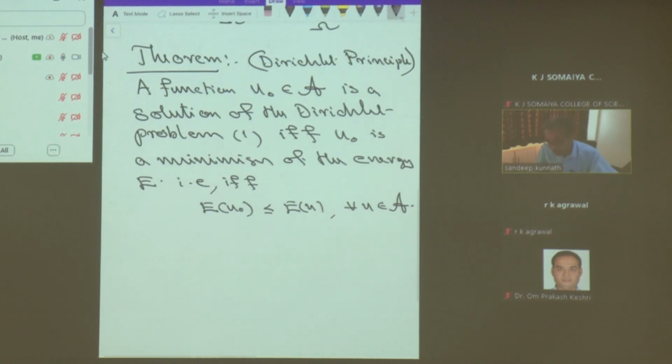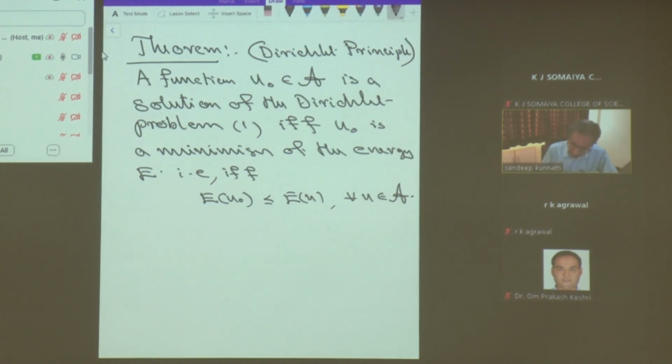It's also connected with the least action principle, which tells you that a system tries to minimize the energy and so on. I'm not bothered about any of those physical aspects. I'm just looking at it purely as a mathematical problem. Okay, so I will just give you a proof here. It's not very complicated. So let's say that a function u naught is a solution of the Dirichlet problem if and only if u naught is a minimizer of the energy. This is what I wanted to prove. Okay. So let me just try to prove it.